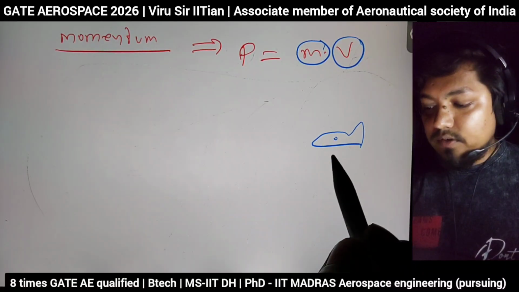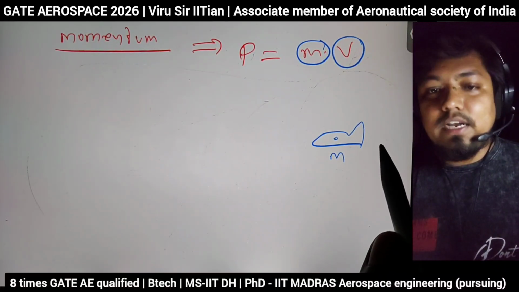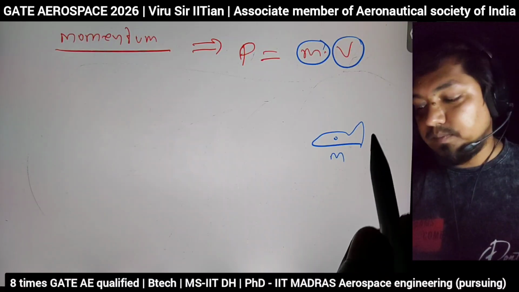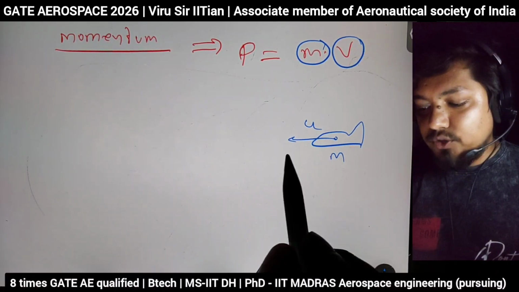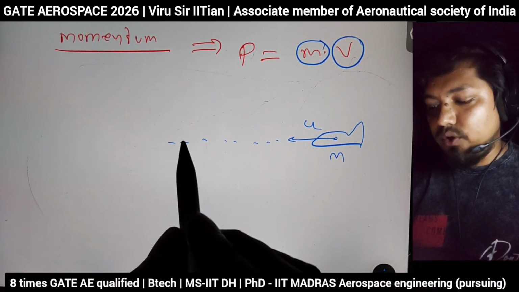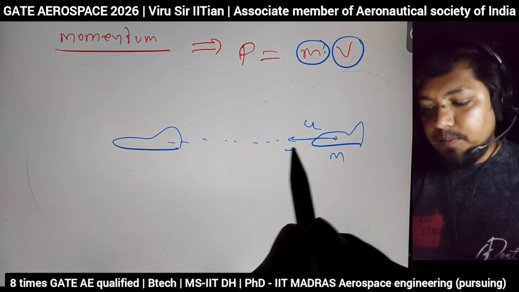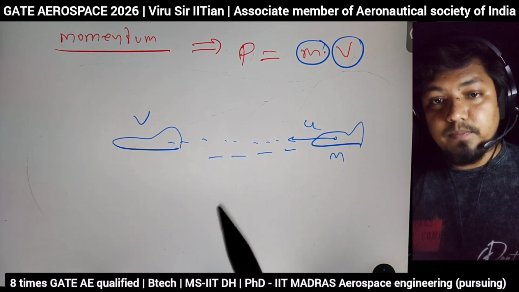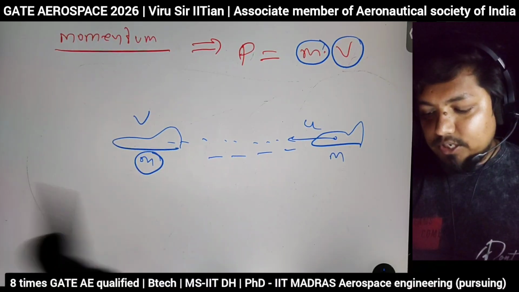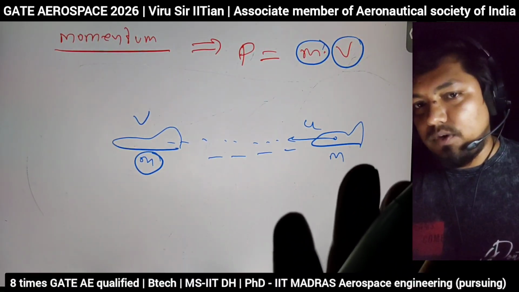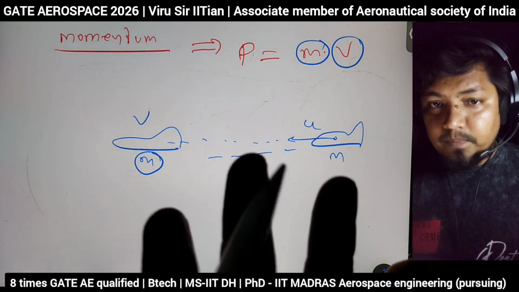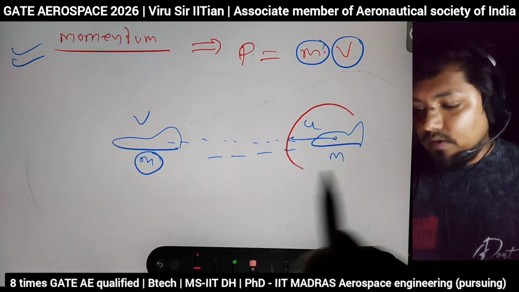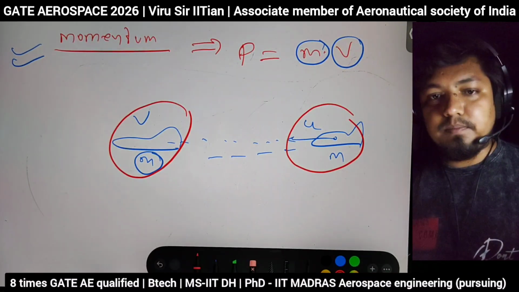This is the aircraft. Suppose mass is m. Every time fuel is burning, I am not considering that. I am considering mass is constant. Right now speed is u. It's going. After certain time, speed is changing. Speed became v. Speed changed. But mass I am considering is still constant. In real life, fuel is burning, mass will go down, but I am considering constant. In this case, you have two different momentums. One momentum is here, one momentum is here.